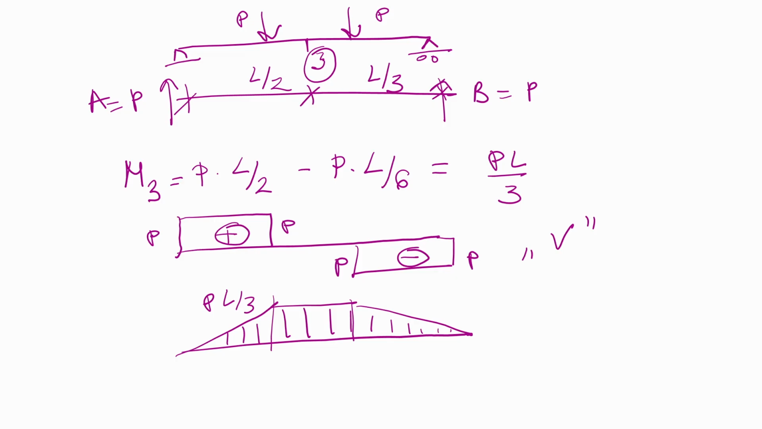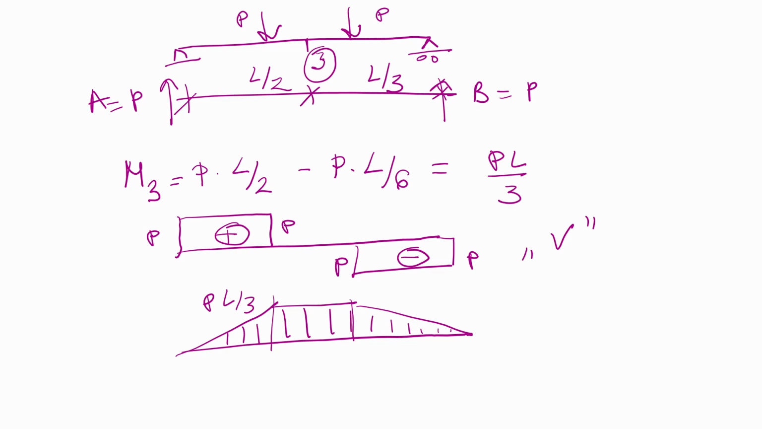Regarding the moment diagram, we determined that at the pin support and at the roller we don't have any moment, which means I have 0. But at point 1 and point 2, I will have P times L over 3. And from the other side, for point 2, again, I have P times L over 3.